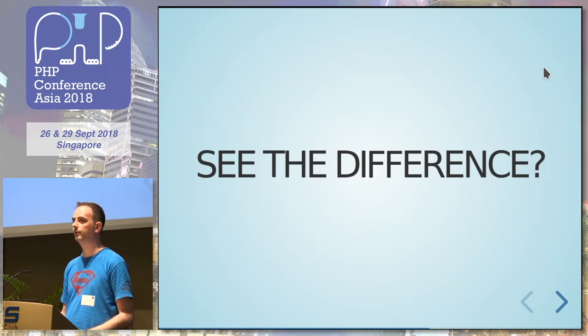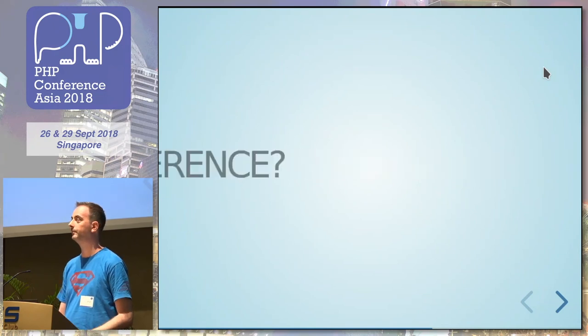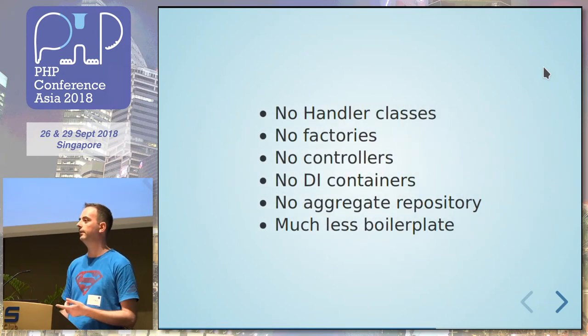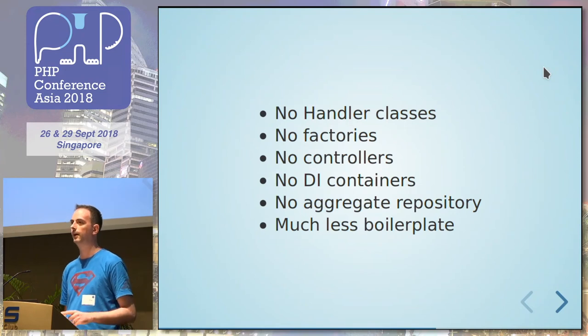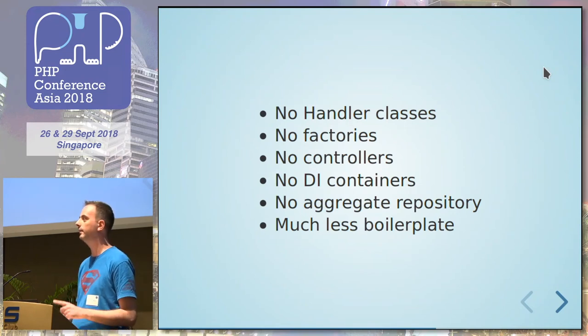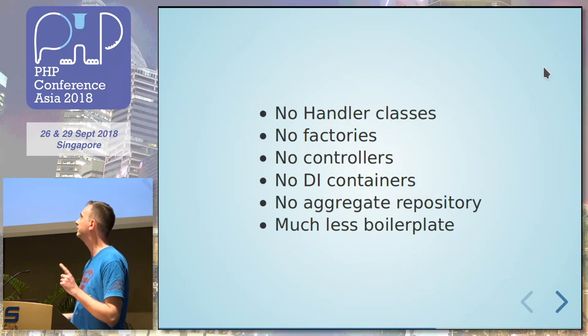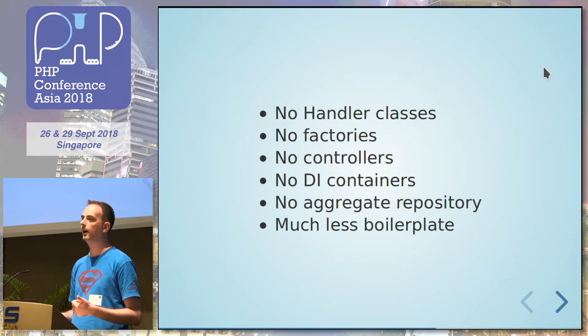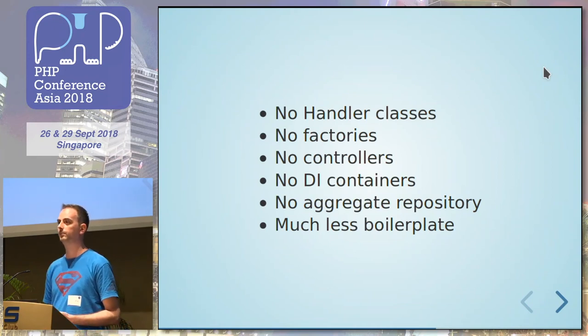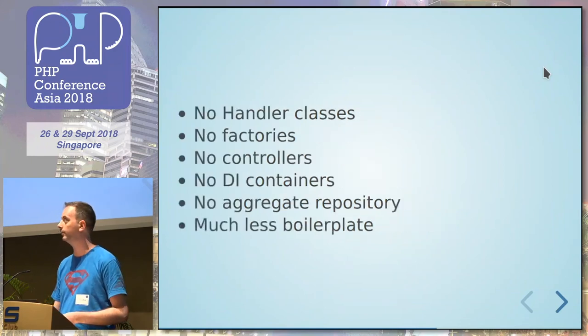And can you see the difference already? Because we are done. So you don't need any factories. You don't need any DI containers. You don't need any command handlers. You don't need any controllers. You don't need any routers. And it's much, much less boilerplate to write, so you can be more effective on your real work.